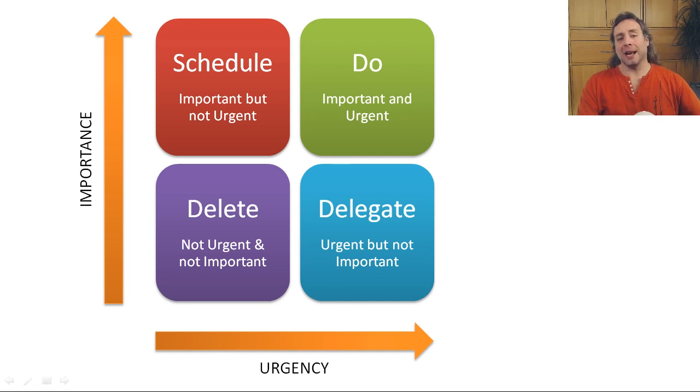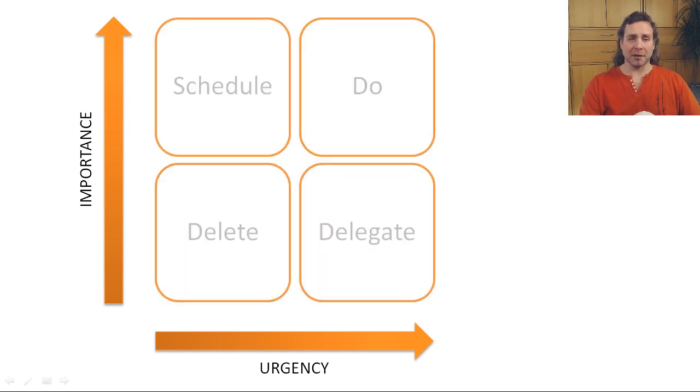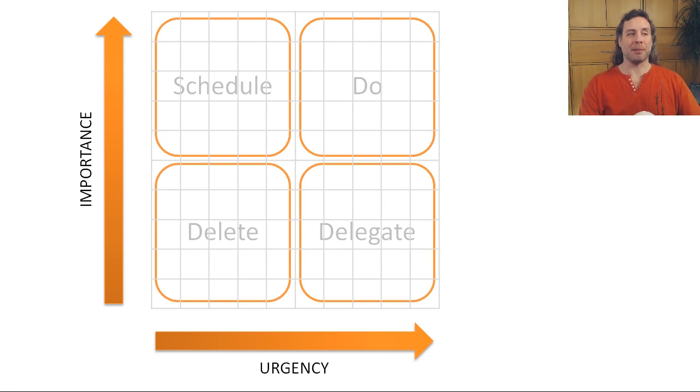If you find that you're getting too many tasks in the do quadrant, then you need to be a bit more specific about your Eisenhower matrix. And instead of having a 2x2 grid, you can have a bigger grid. So this is our basic 2x2 grid here, and what you can do is split it up into a 10x10 grid like this.